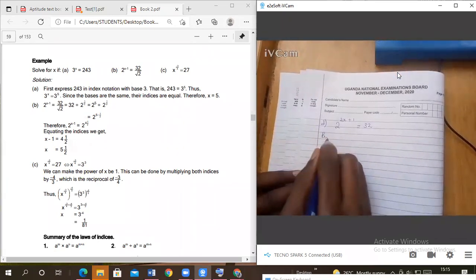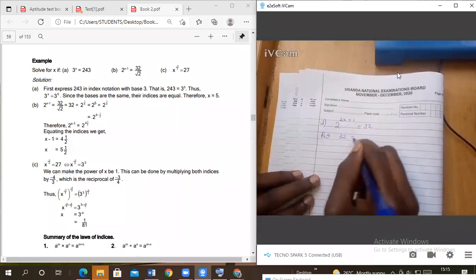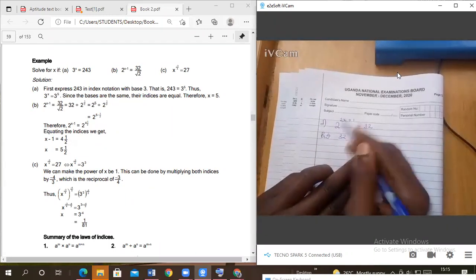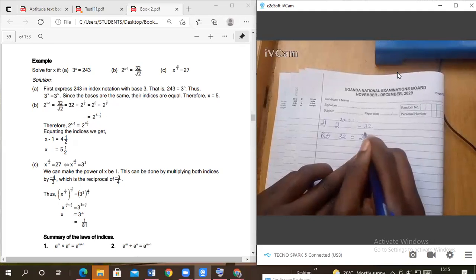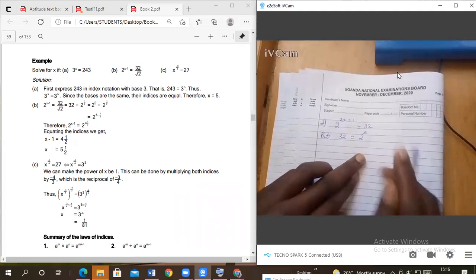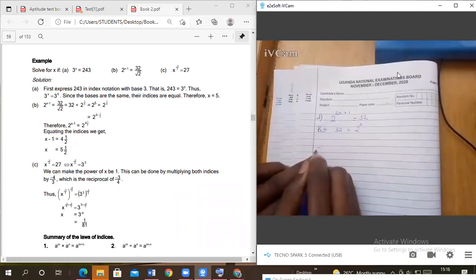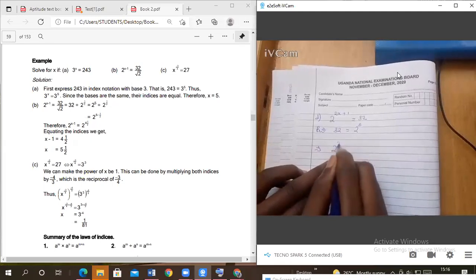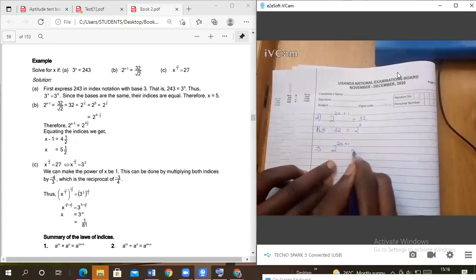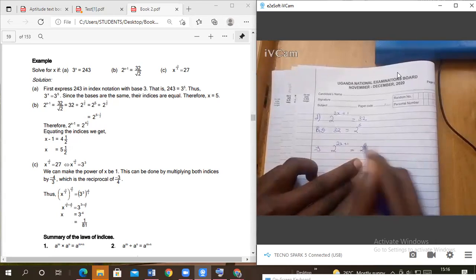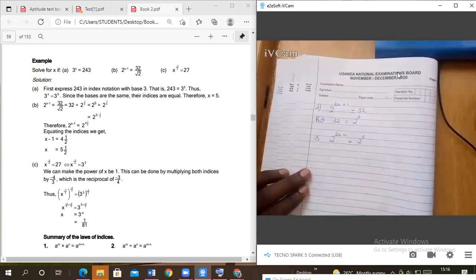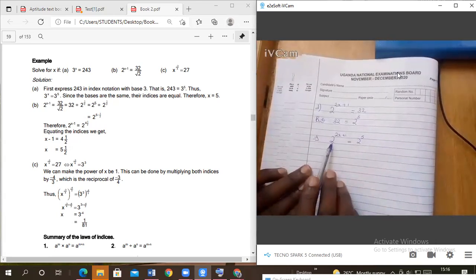Then you come and say, but 32 is the same as, we want it to have a base of 2. It is the same as 2 to the power 5. So it implies now 2 to the power x plus 1 equals 2 to the power 5. Have you seen that? They have the same base.